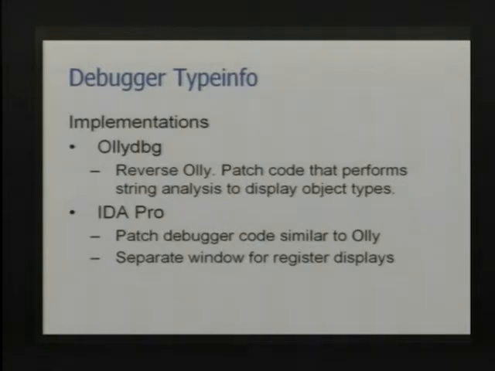So how do we do this? In OllyDbg, I started to reverse OllyDbg to figure out where it does the dereferencing of a string, so I could just hook that function and also try to dereference objects. That's one way to do it. I haven't reversed all of Olly yet, or at least the parts I need to find that.